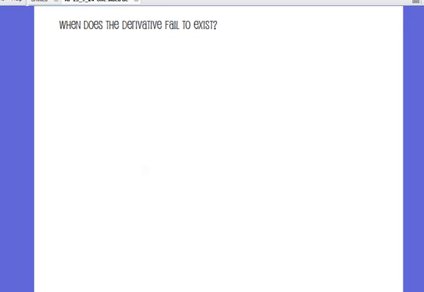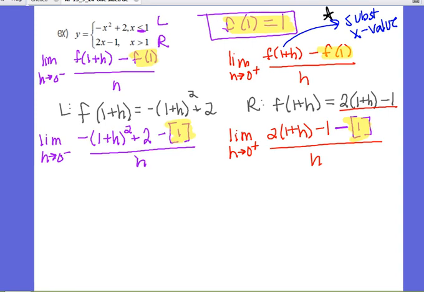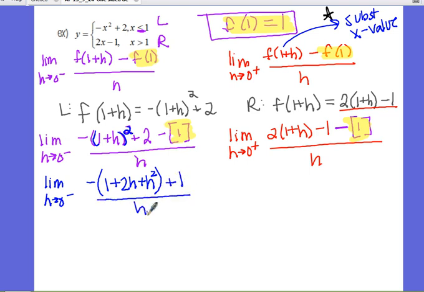So next piece, oopsie, sorry about that. So the next piece would be to simplify, and this is what we didn't go over in class. So just to make sure that you know what you're doing, I'm going to go through the simplifying process with you. So for this one, we're going to do the limit as h goes to 0 from the left. Now, right here, the first piece I'm going to do is I'm going to square this. So I'm going to have a negative on the outside, 1 plus 2h plus h squared. And then the 2 minus 1 gives me positive 1 in the numerator all over h.